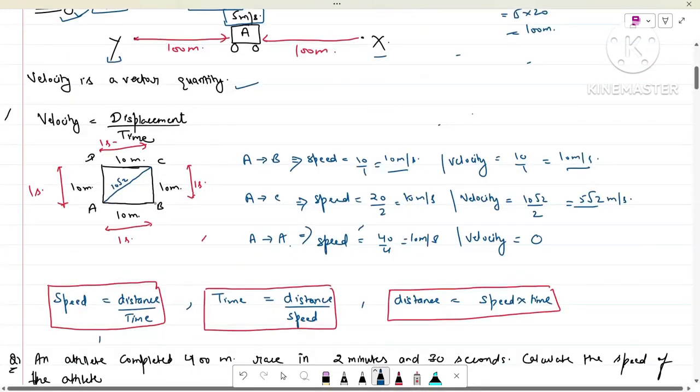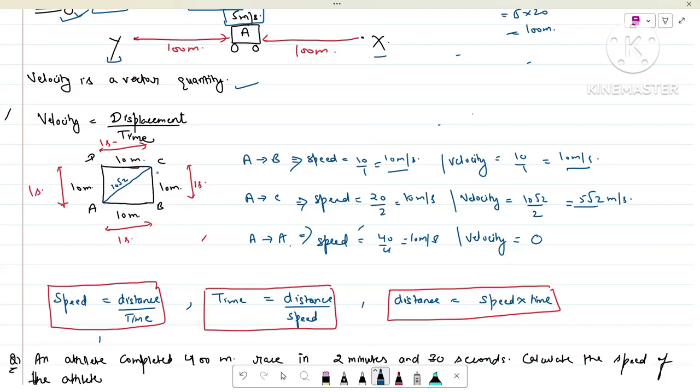Let's consider this path. The shape is a square. Now from A to B, 10 meters distance, from B to C, 10 meters, C to D, 10 meters, and D to A, 10 meters. Let's say a person is moving along this boundary. From A to B, he takes 1 second. For covering all the four paths, the person takes 1 second.